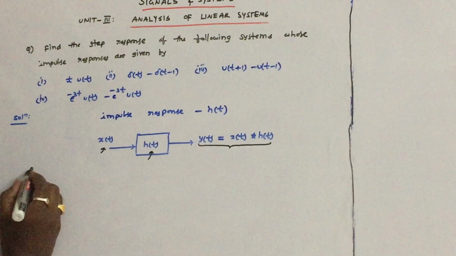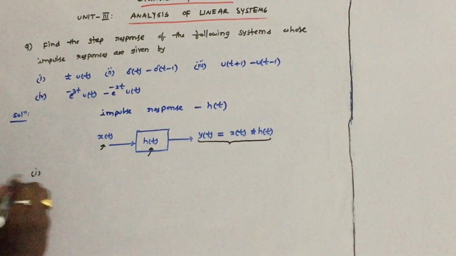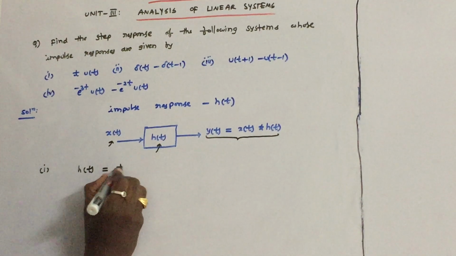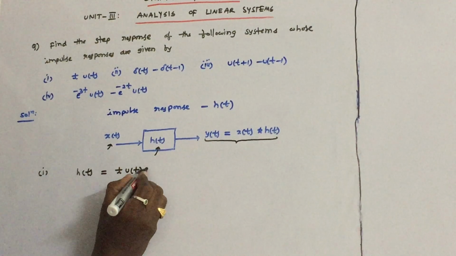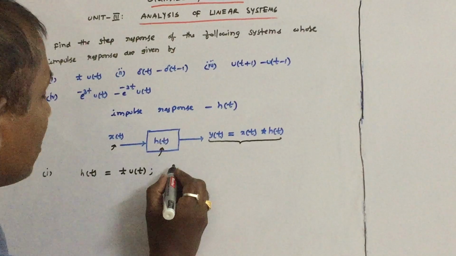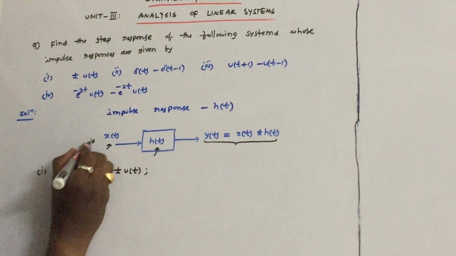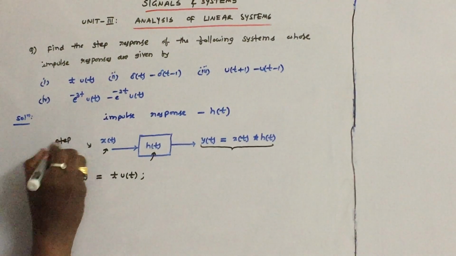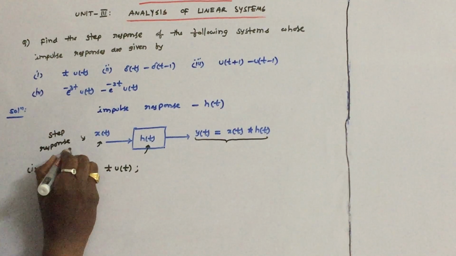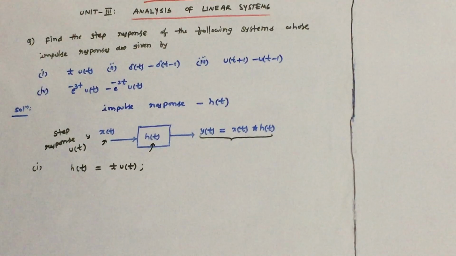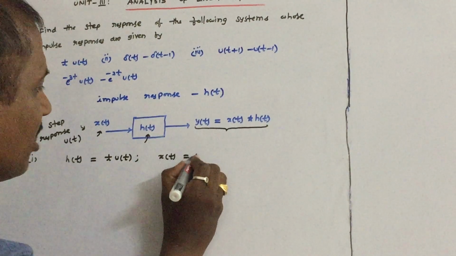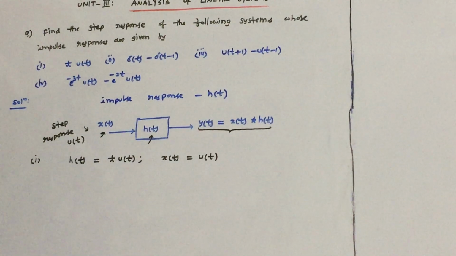So let us see one by one the given problems. What is h of t given? H of t is given as t into u of t. What is the input given? Because we have to find out the step response of the given systems, step response means the input to the system is u of t. So x of t is nothing but u of t.